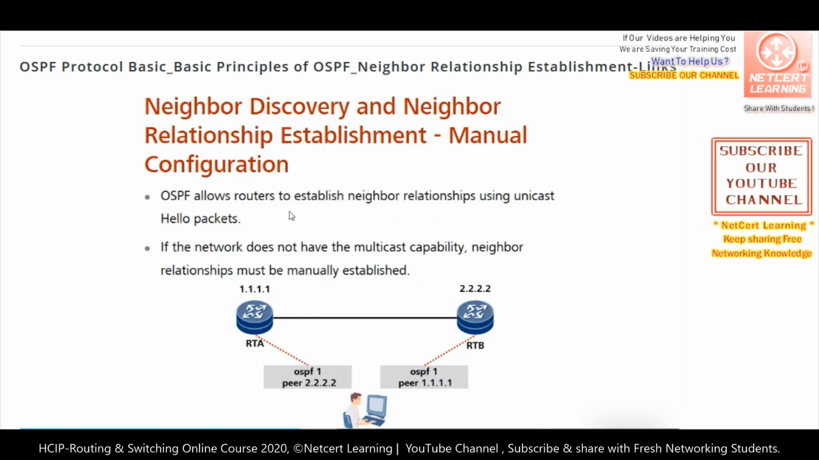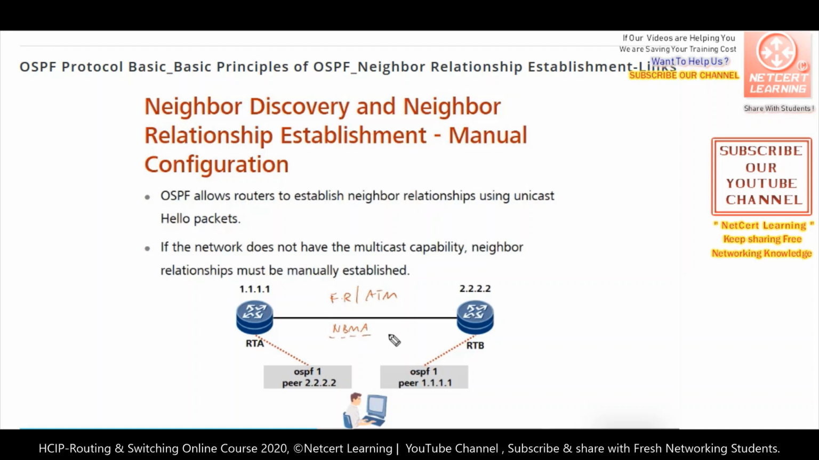Still on neighbor discovery and relationships, now we examine a manual configuration rather than self-discovery. OSPF allows routers to establish a neighbor relationship using unicast hello packets. As mentioned on my earlier slide, OSPF when run on Ethernet typically uses multicast, which is 224.0.0.5. But when OSPF is running over Frame Relay or ATM, we do not have any broadcast capability. This is where we have NBMA, which is non-broadcast multi-access.